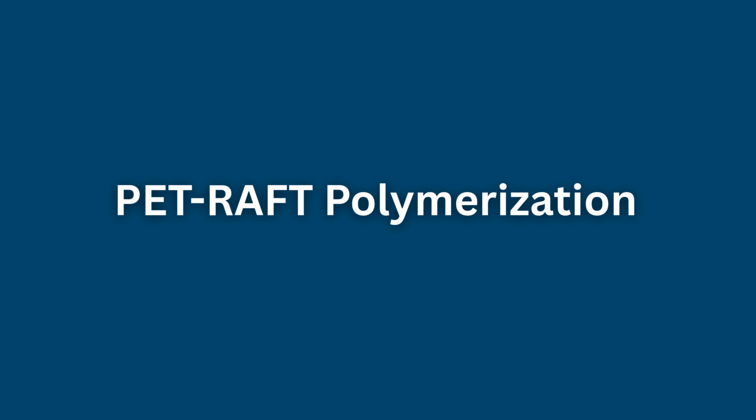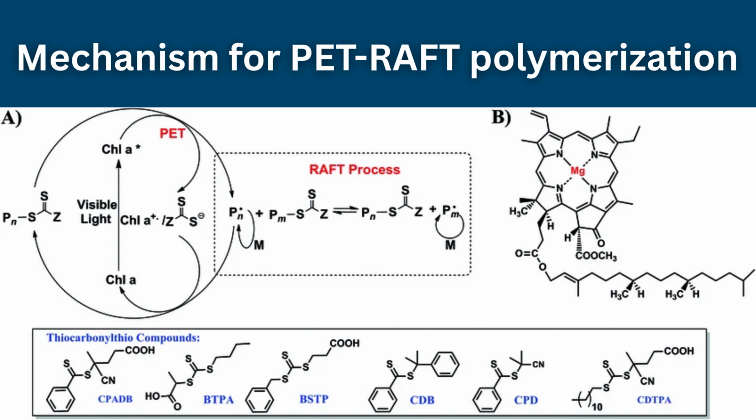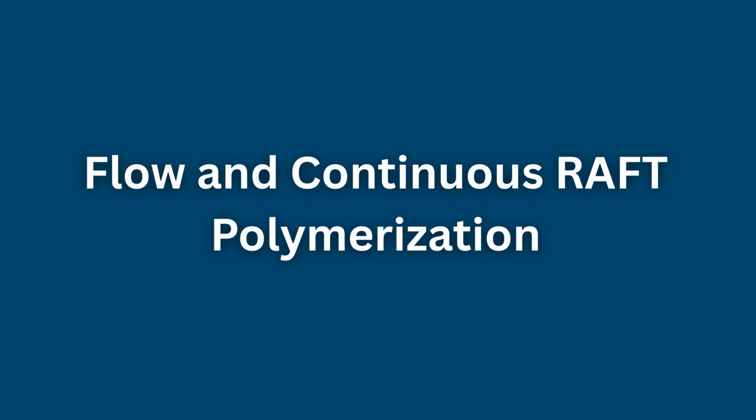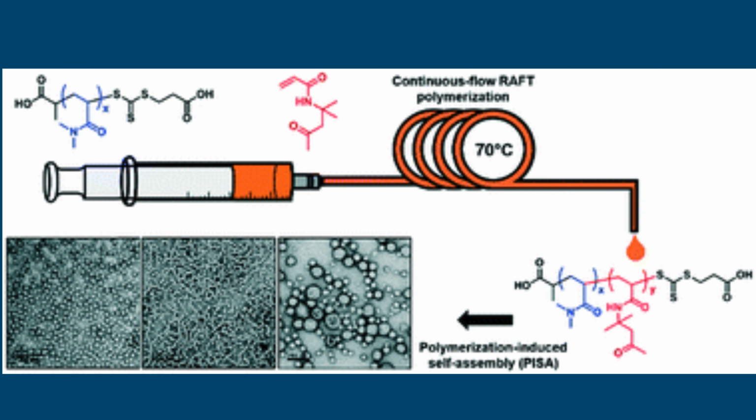PET-RAFT polymerization. Photo-induced electron transfer RAFT, PET-RAFT, polymerization employs photo-redox catalysts to generate radicals under visible light irradiation. This approach allows oxygen-tolerant polymerization and enables polymer synthesis in open systems without extensive degassing. Flow and continuous RAFT polymerization. Continuous flow reactors have been introduced to improve reaction control, heat transfer, and scalability in RAFT polymerization. These systems are increasingly used for industrial polymer synthesis.